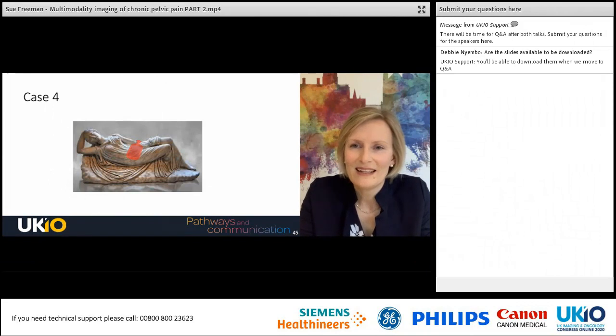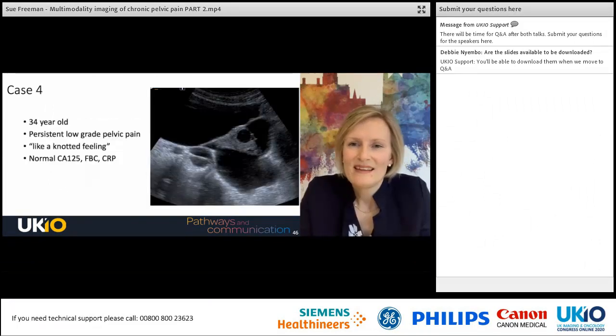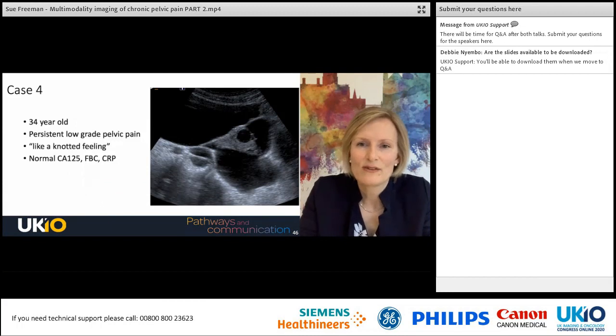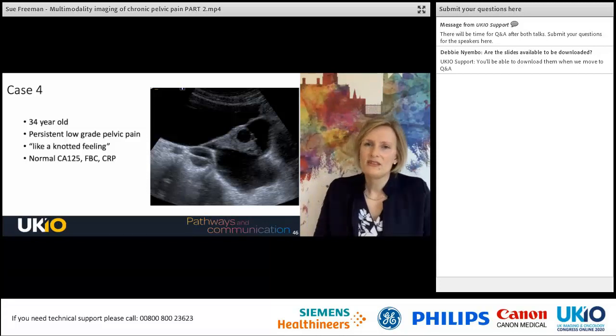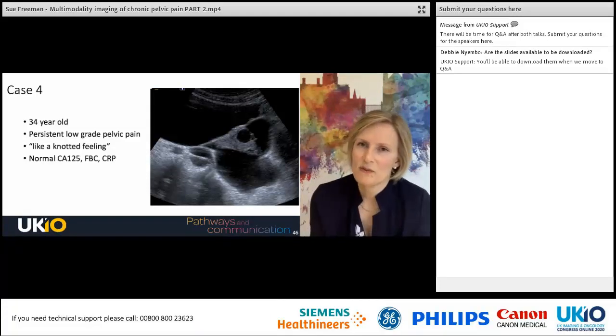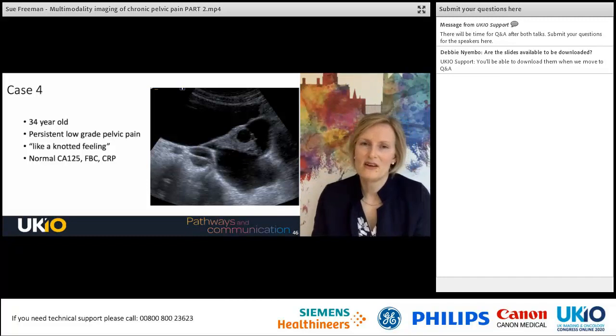And now finally, let's move on to our last case of chronic pelvic pain. This patient had persistent low-grade pelvic pain. She described it as a knotted feeling in her pelvis and had completely normal bloods. She did, of note, have a previous history of a myomectomy, and this is her transabdominal ultrasound image.